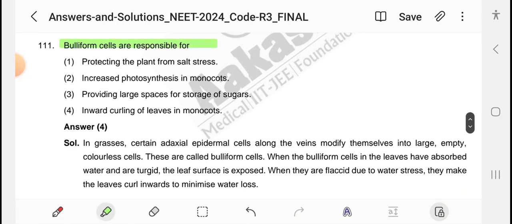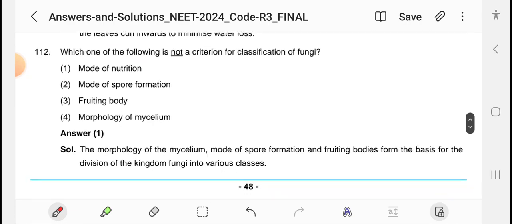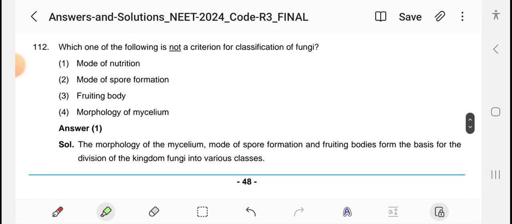Bulliform cells are responsible for. Option number 4, inward curling of leaves in monocot. So your next question will be, which one of the following is not a criteria for a classification of fungi? So the correct option would be option number 1, mode of nutrition.